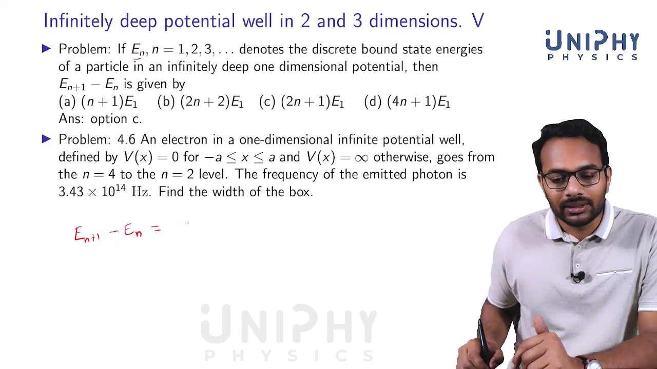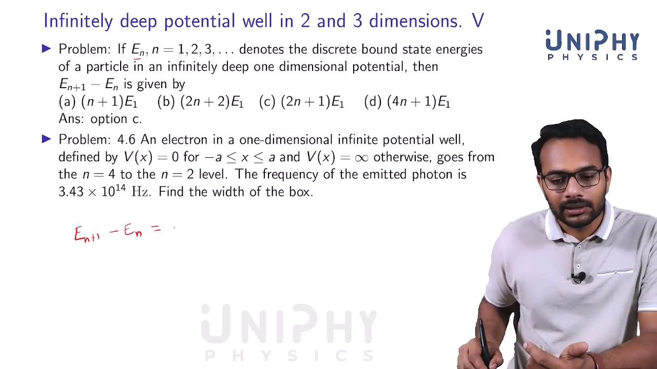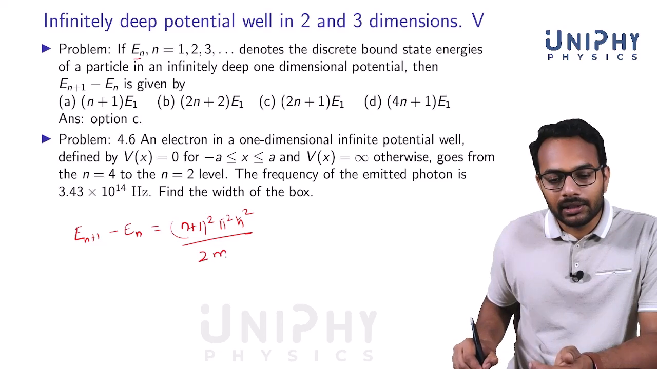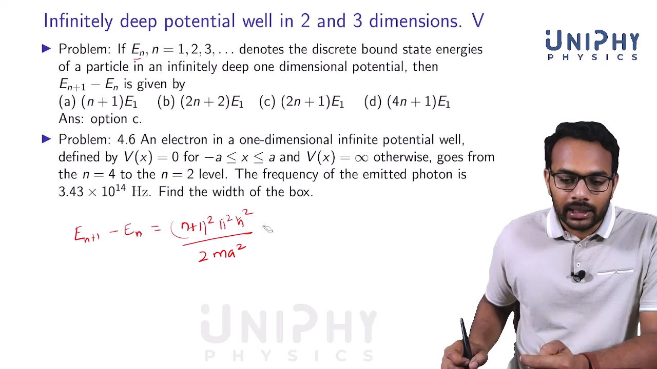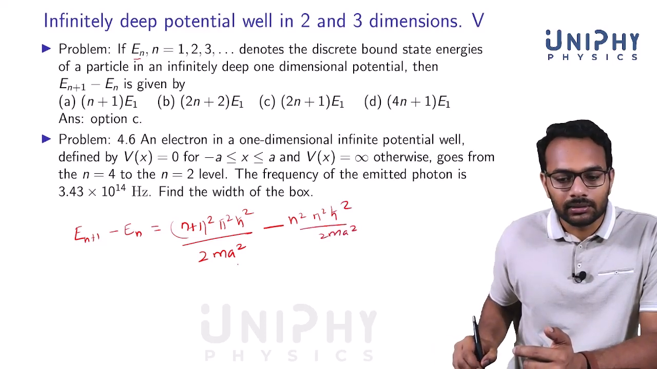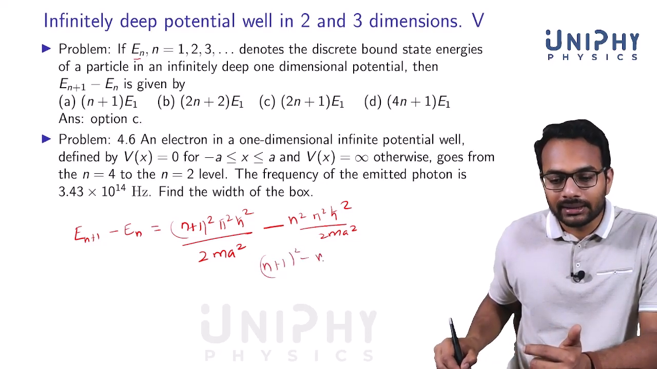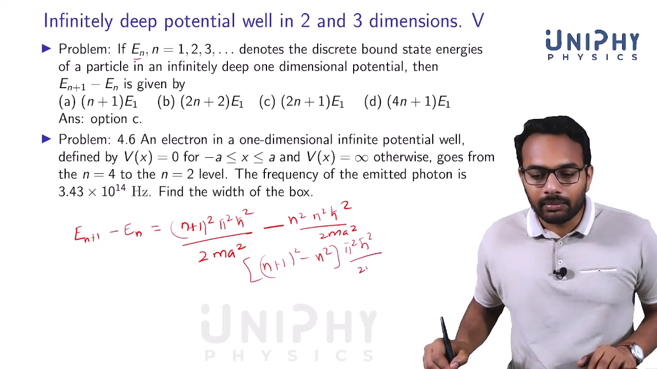Okay, so it's easy to find if you remember the eigenvalue En. So En is n square pi square h cross square divided by 2ma square. So En plus 1 is (n plus 1) square pi square h cross square divided by 2ma square, and En is n square pi square h cross square divided by 2ma square. Alright, so En plus 1 minus En is simply (n plus 1) square minus n square, times pi square h cross square divided by 2ma square.